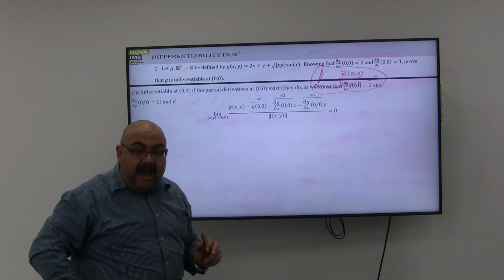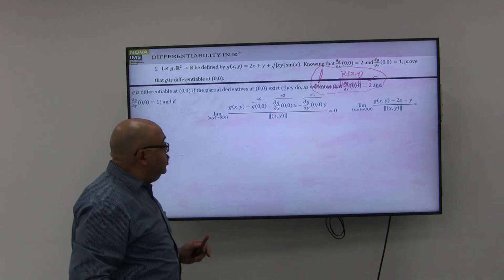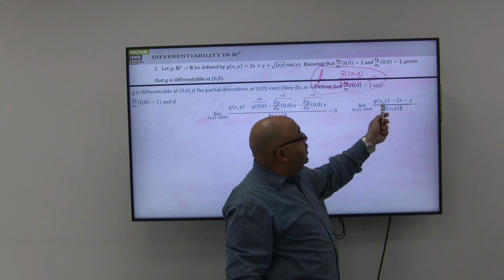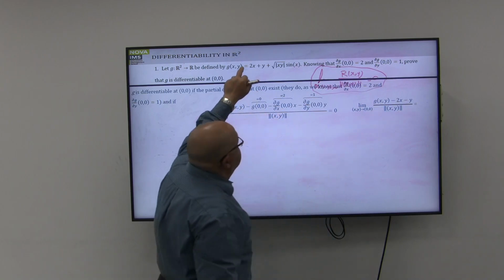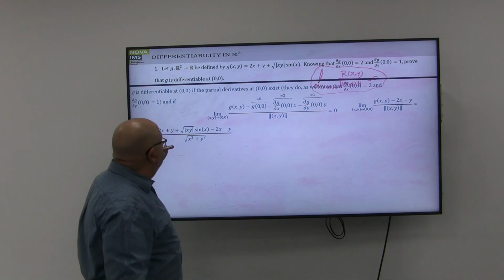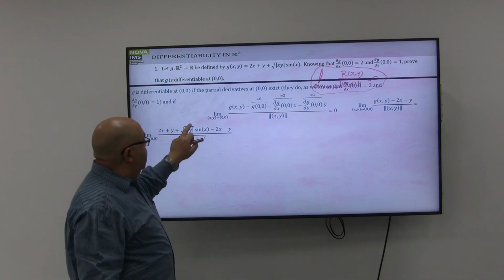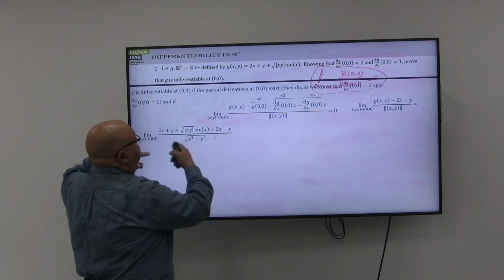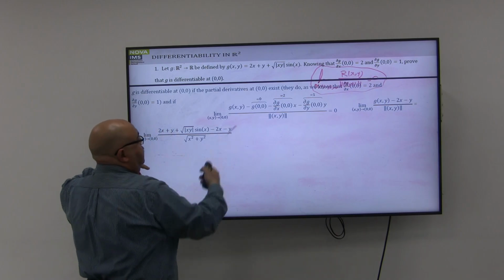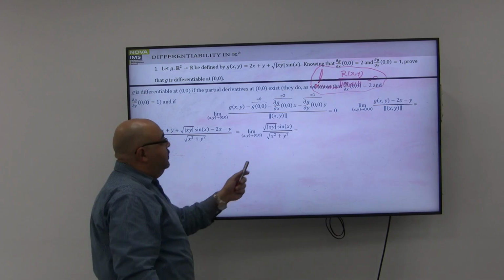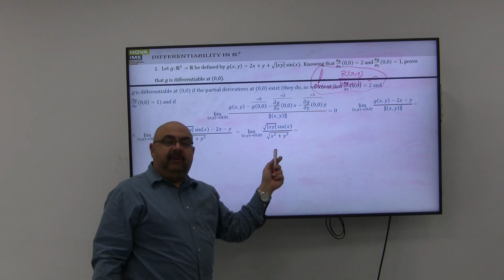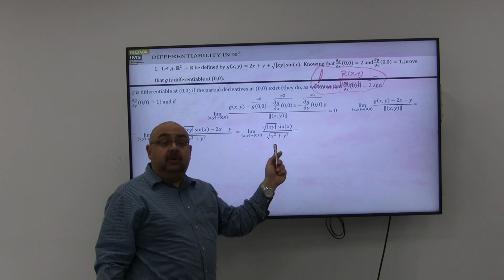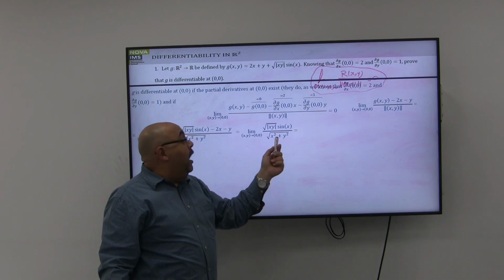So what I have at the time being, just substitution, is g of x,y minus 2x minus y. Replace g by its value, which is 2x plus y plus the root of the absolute value of xy times sine x. I will eliminate negative 2x with positive 2x, positive y with negative y, and so this is the limit that I want to evaluate. I need to prove that this limit is equal to 0. Okay, how to prove this?